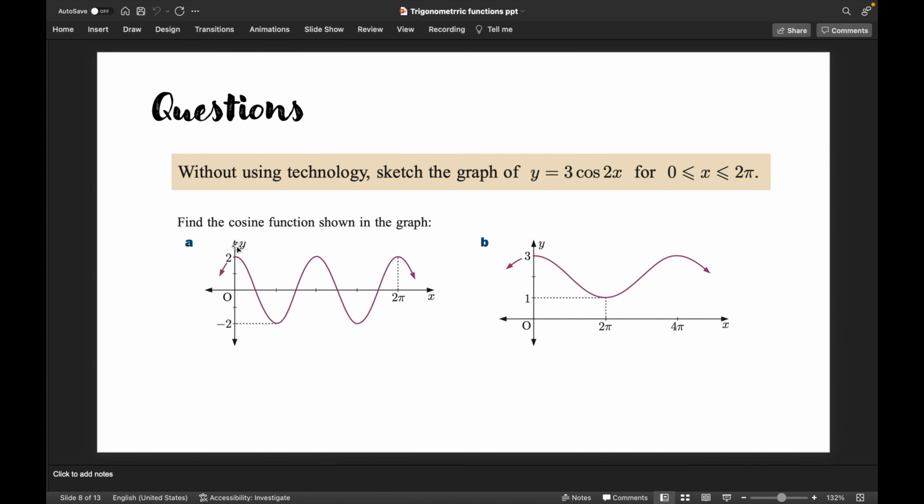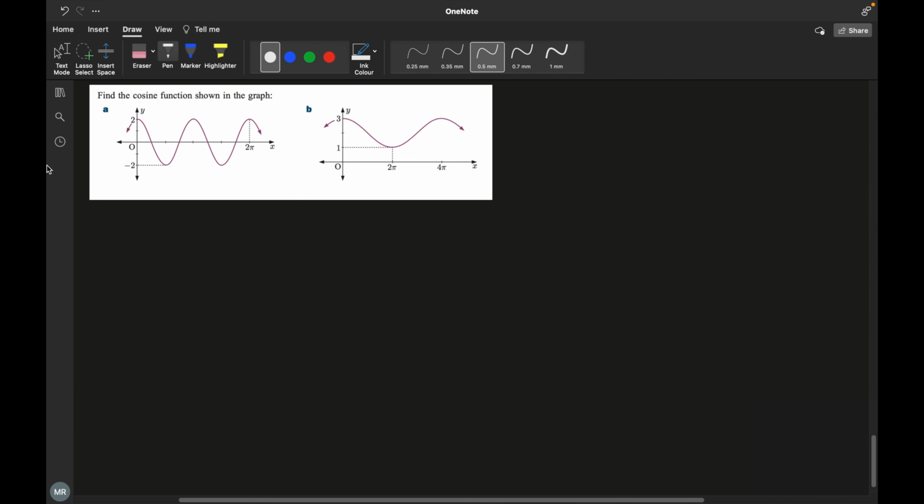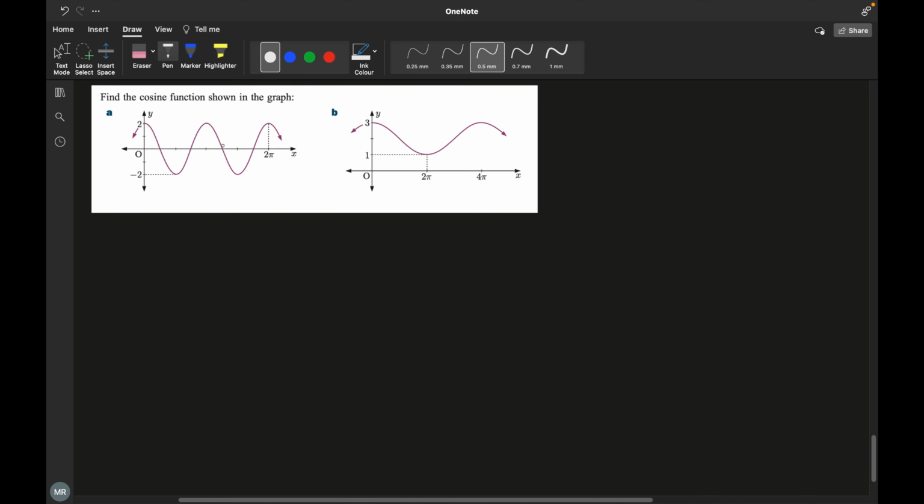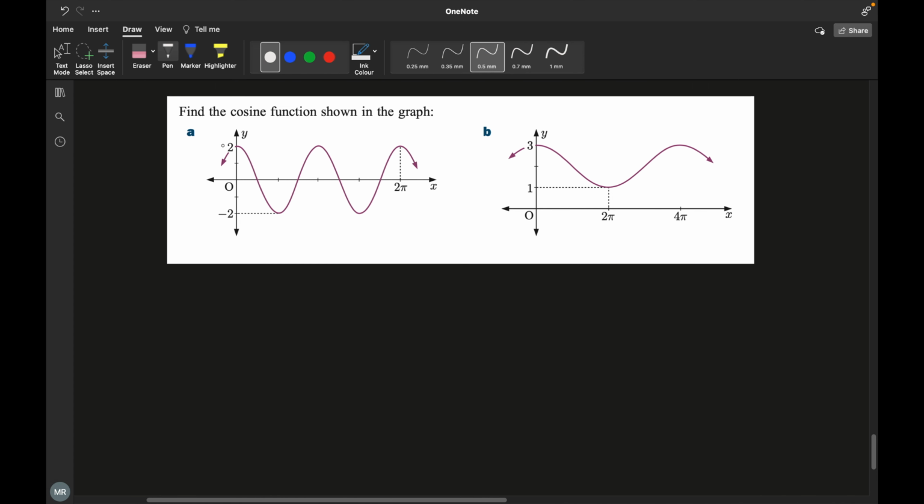Now let's look at the next question. We have to find the cosine function for the following graph. Let's use the concepts we have learned to solve this question. Alright, so we'll start with the first one. We can see that the principal axis is clearly y equals 0, because above this line and below this line, we have the same amplitude. So the value of a would be 2.